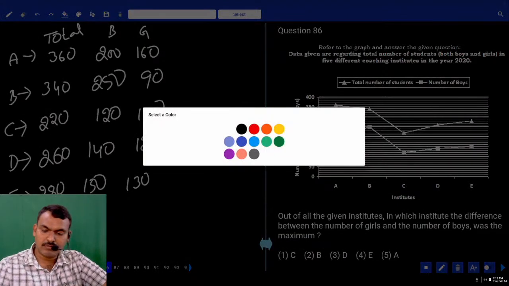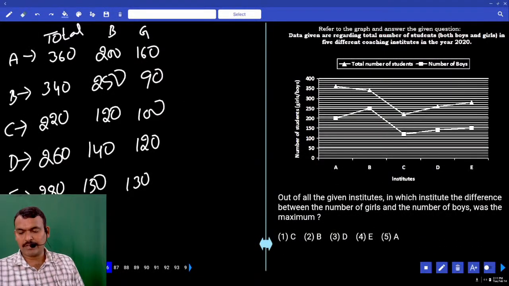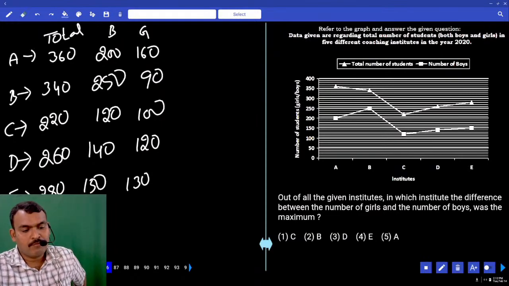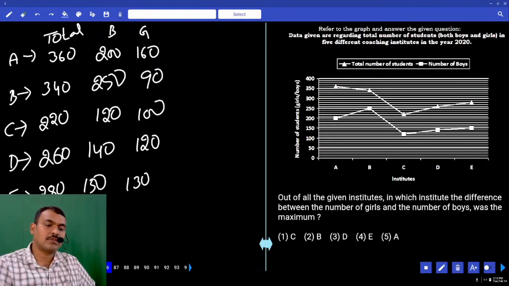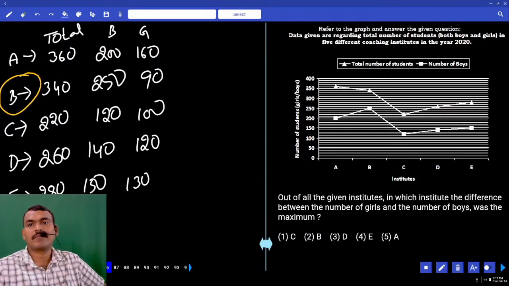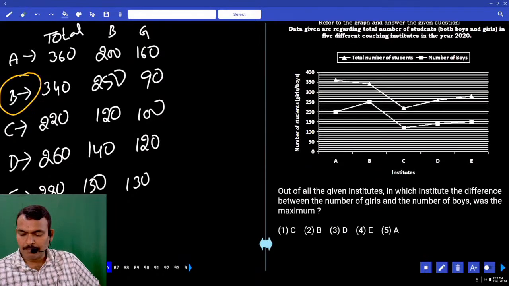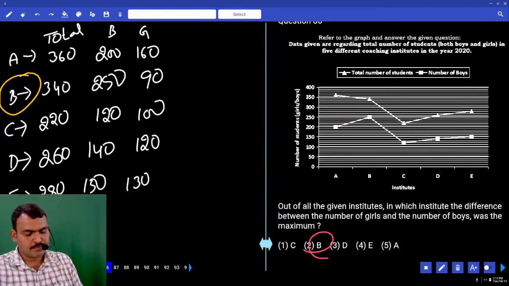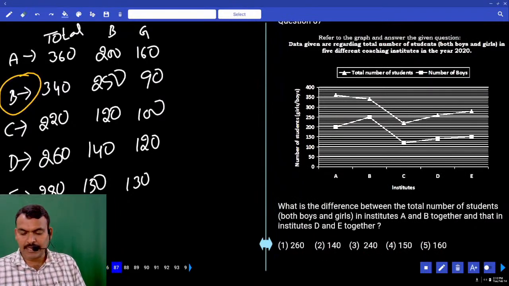Okay, what is the first question? Out of all the given institutes, in which institute was the difference between the number of girls and number of boys the maximum or minimum? Maximum. First one difference 40. Second one 160. Third one 20. Fourth one 20. Fifth one 20. Obviously second one, meaning B or A? B. Maximum difference or minimum difference? Maximum.